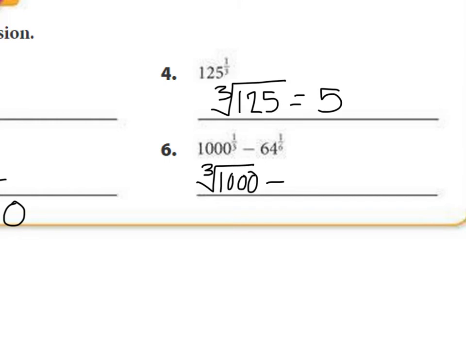Minus 64 to the 1/6, so that's going to change to the 6th root of 64. Well, the cubed root of 1,000 should have been 10. The 6th root of 64 was 2. And 10 minus 2 equals 8. So hopefully you got both of those ones correct.